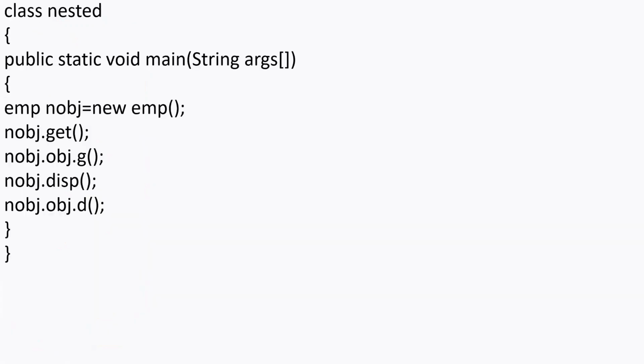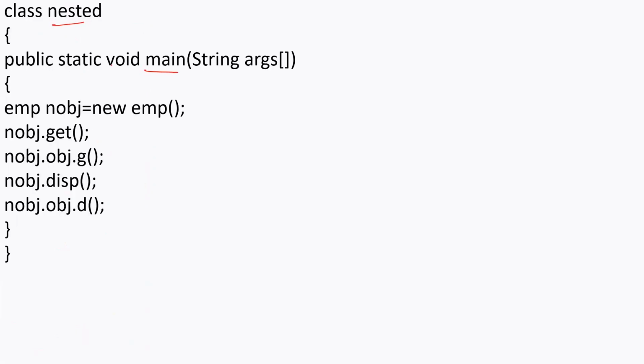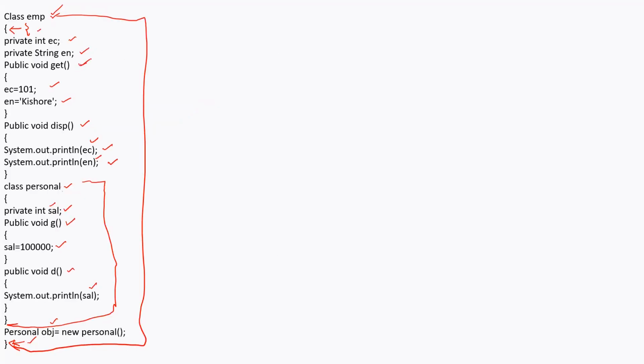You have created the object for the personal class. Now, continuity of the program. I need to create a class nested with the main function. What I need to do is create an object for the employee class. So you can see here, this is the object for the employee class. Employee nobj equals new employee. Now I'll say nobj dot get. When I say nobj dot get, the cursor comes to this point and is going to take EC equals 101, EN equals Kishore, which is given.